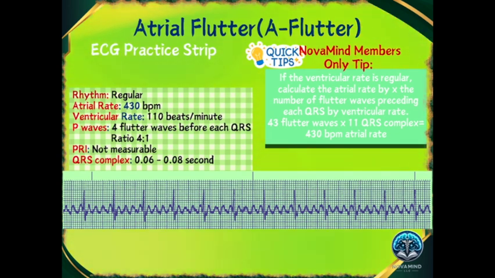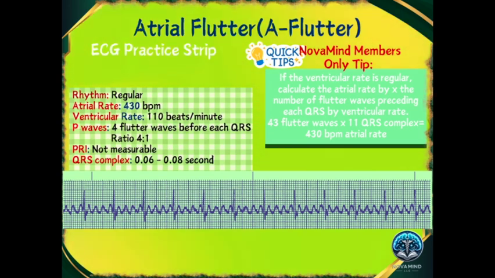Step 5. Now let's focus on the QRS complex. The QRS duration is measured between 0.06 to 0.08 seconds, which is within normal range. This indicates that ventricular conduction is occurring normally, without any evidence of a bundle branch block or conduction delay.